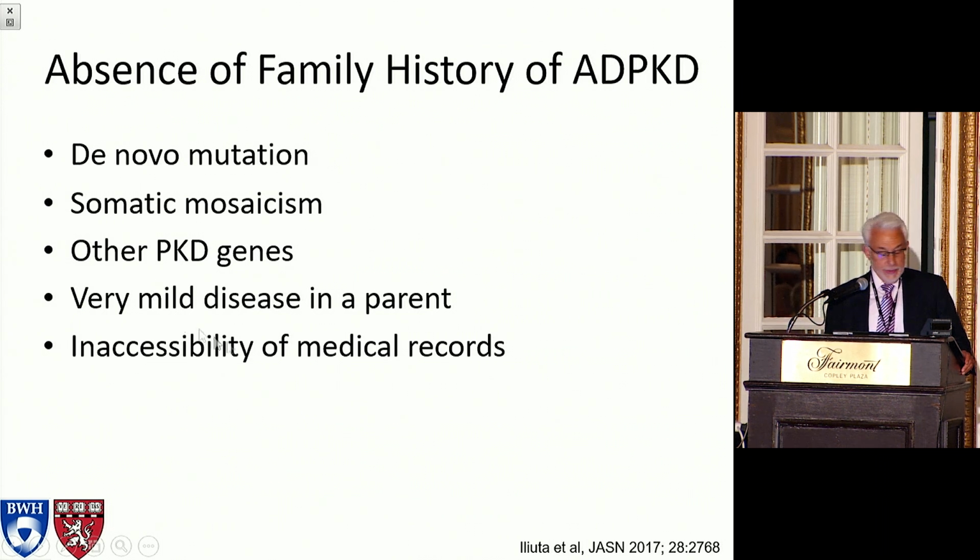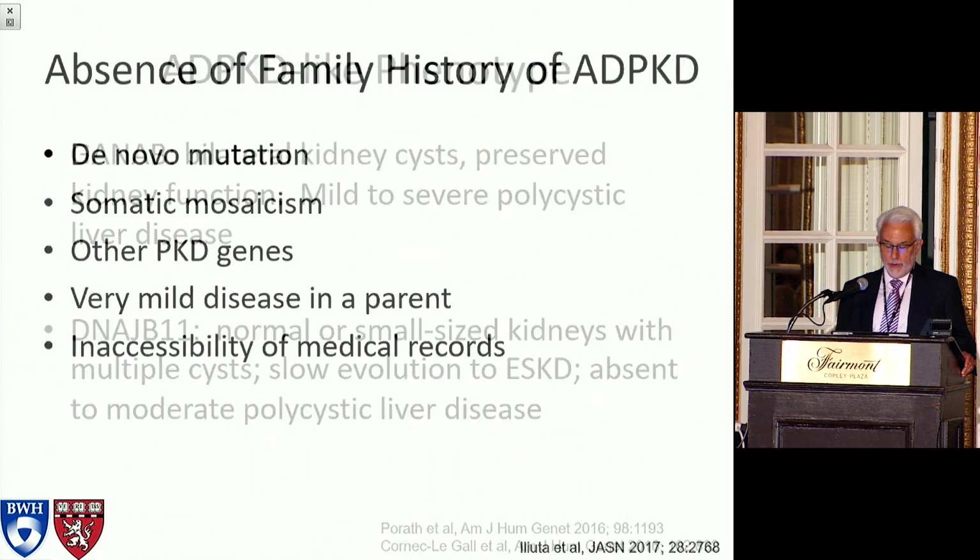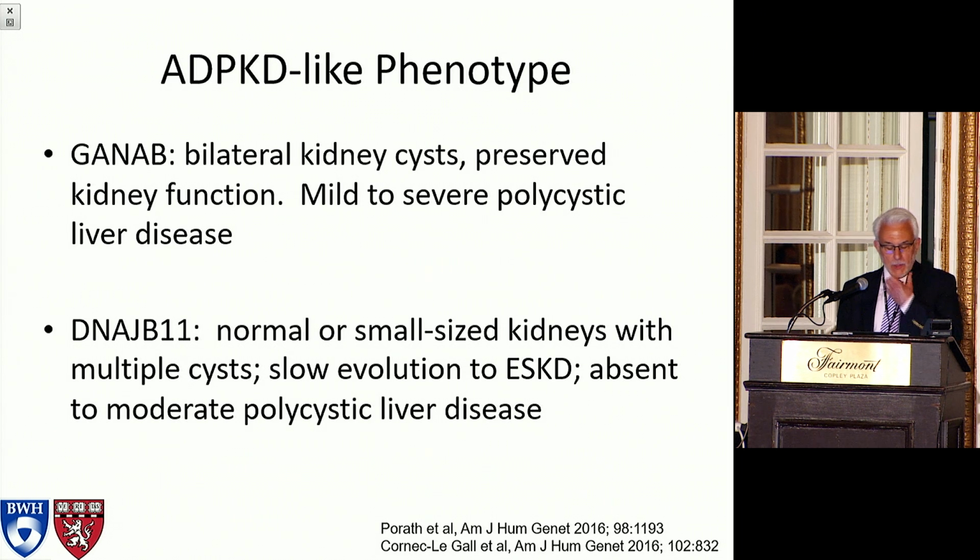It's also possible that there would be very mild disease in a parent, which was previously undetected. Sometimes parents are diagnosed after their child is diagnosed. And of course, inaccessibility of medical records. Someone has died. They're raised in a different country, so you don't really know the history. I'll talk about the ADPKD-like phenotype.